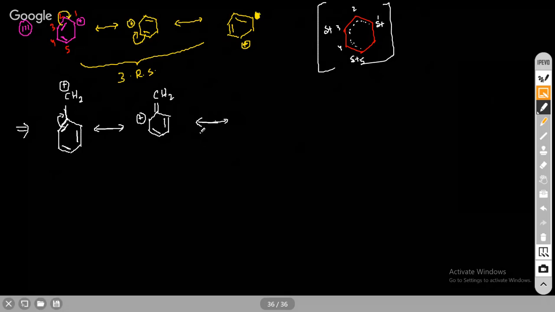Okay, Neha is getting 4. Okay, we'll see. This pi electron again comes here. Double bond we have here. Positive charge, double bond here, and double bond CH2. Again, this pi electron comes over here. Double bond, positive charge, and double bond CH2.